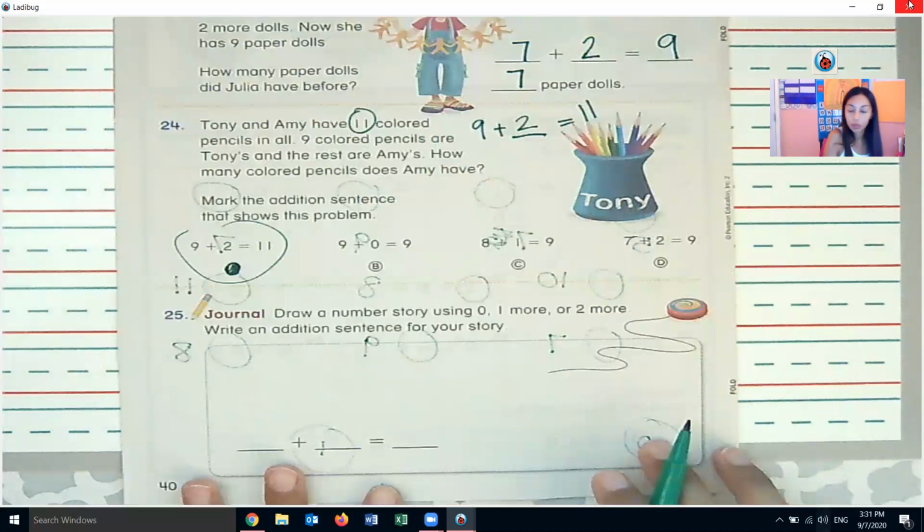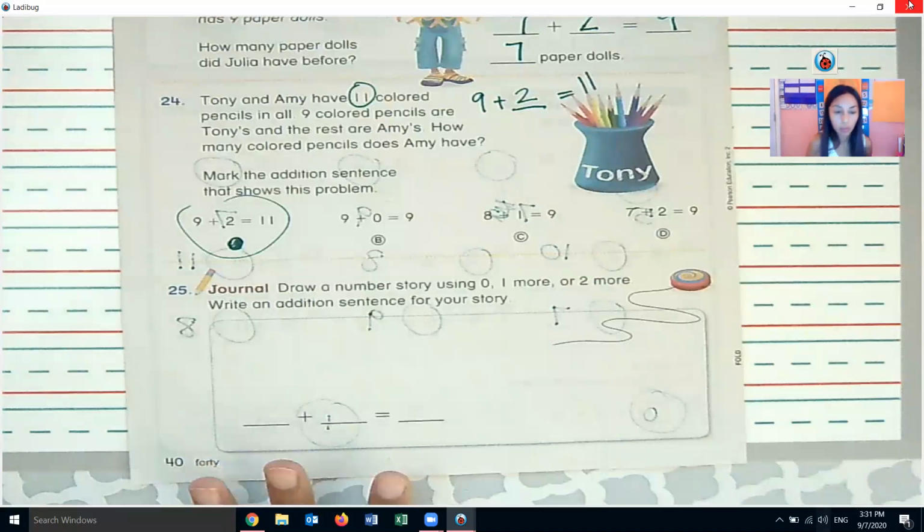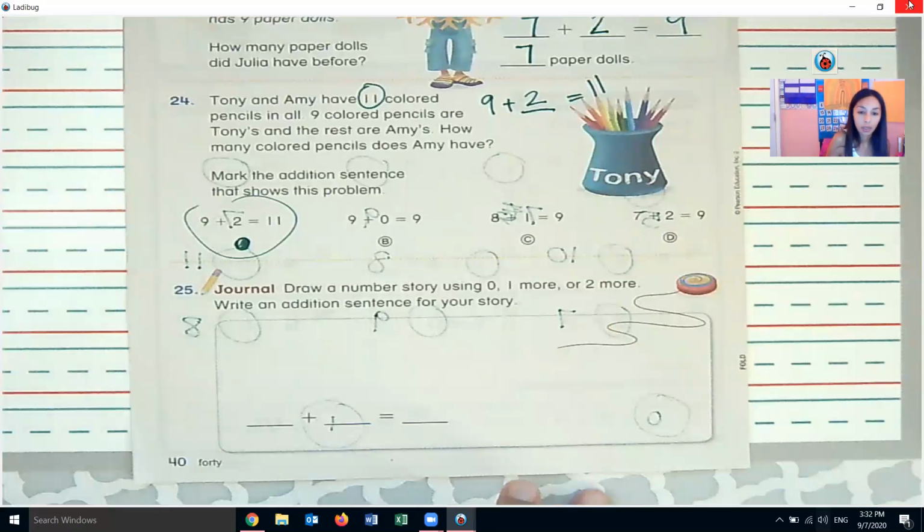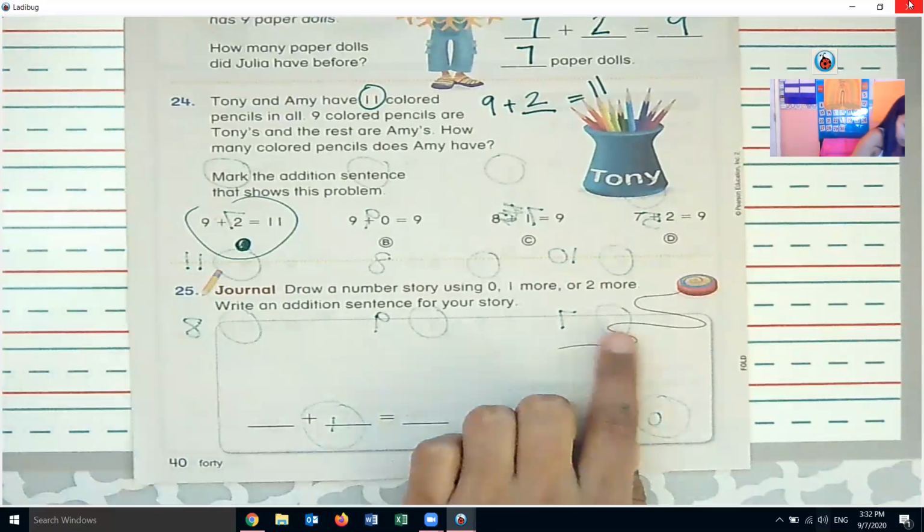And then this is where you get to be creative and come up with your own problem of a number story using 0, 1, or 2 more. So just adding one of those 3 digits to whatever number you want. Write an addition sentence for your story. So I'll make it be about yo-yo since I see a little picture of a yo-yo here.